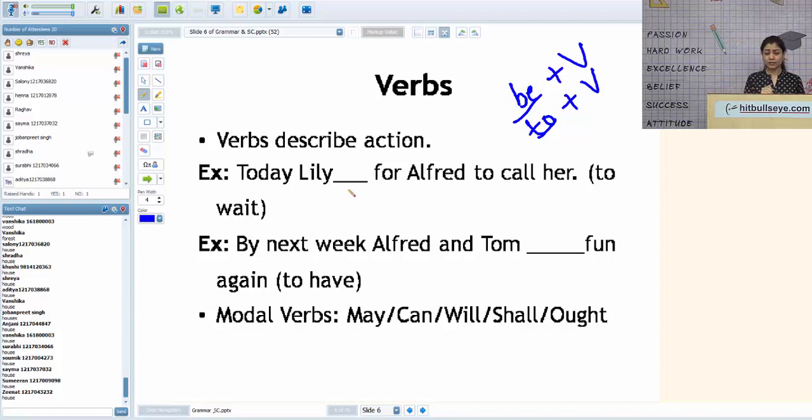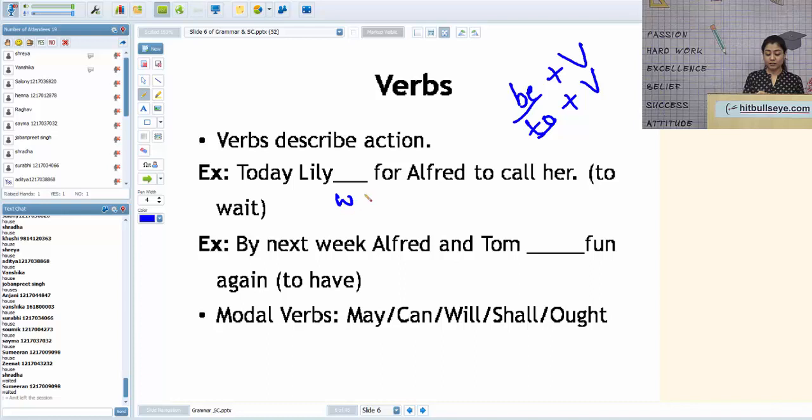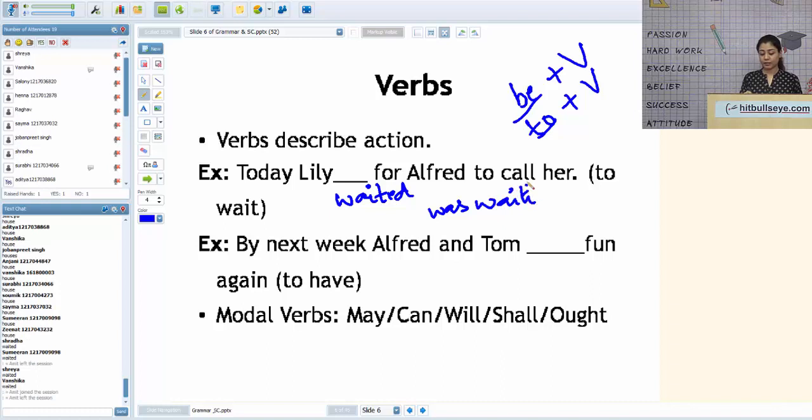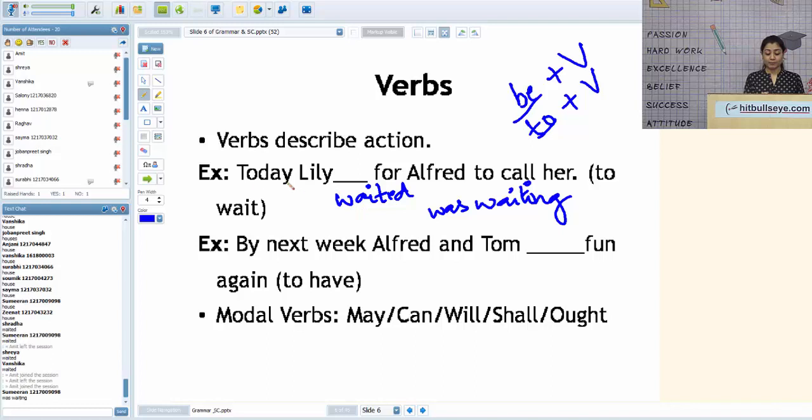Let us practice the first question. Today, Lily. Great. You're right, Shraddha. You're right, Zeenat. It could be either waited or was waiting. If you've picked either of the option, you guys are right. Because as you see, the context here is today. So if she was waiting today, it either has to be in the past tense or in the past continuous tense. Future wouldn't fit in here.